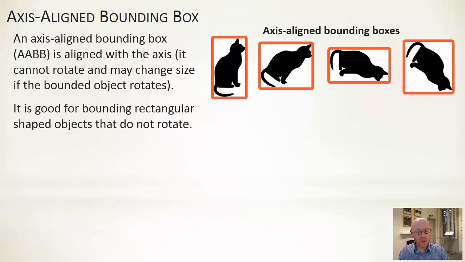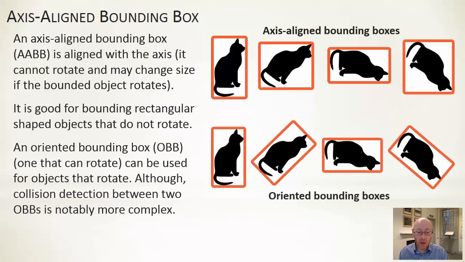Oriented bounding box. An oriented bounding box is one that is allowed to rotate, and you can see there it changes and moves around the cat quite well. So arguably, if you do have objects which are rectangular in size and which do rotate, then OBBs, oriented bounding boxes, offer you a very good fit.